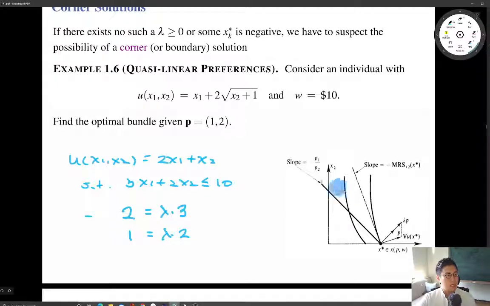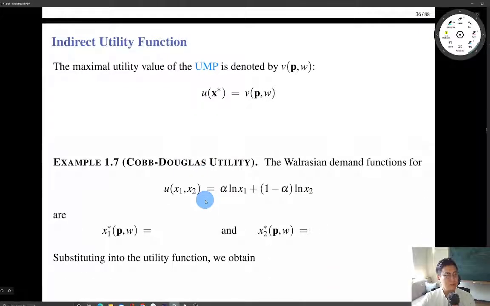So I want to leave this as an exercise. If you solve this one using the Lagrange multiplier, then you may end up with a negative demand. So now you have to examine the corner solution. All right, and then let me quickly talk about the properties of the indirect utility function.